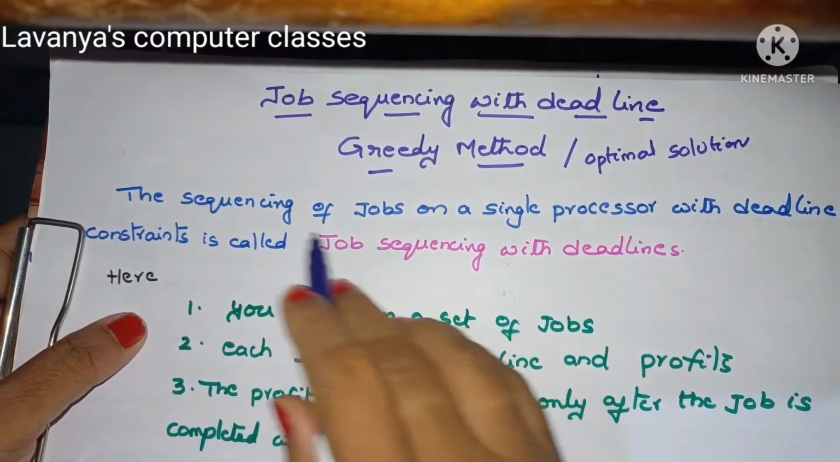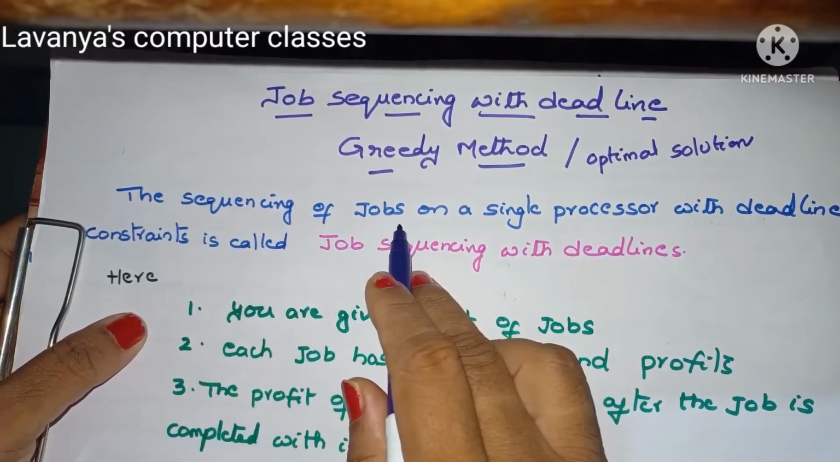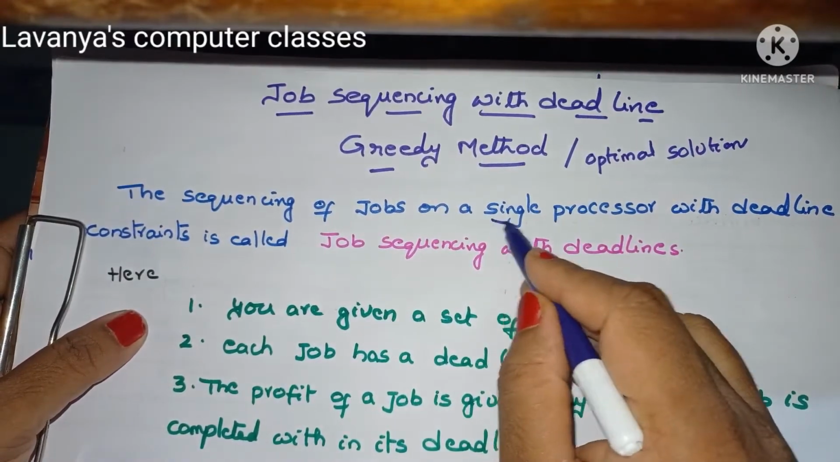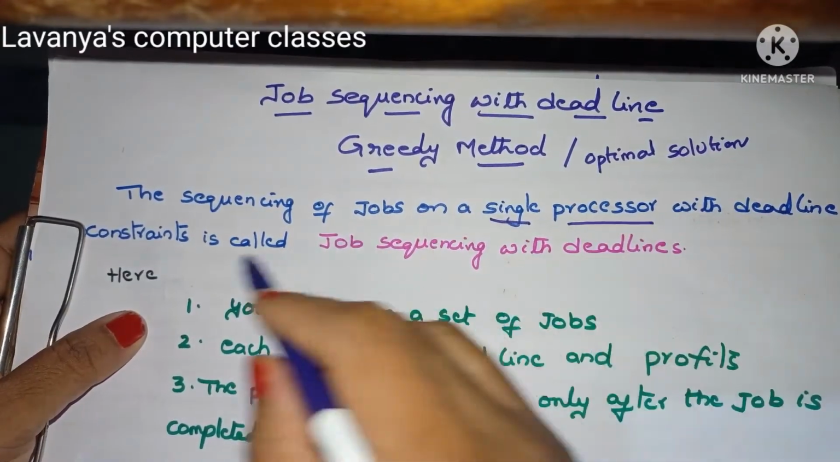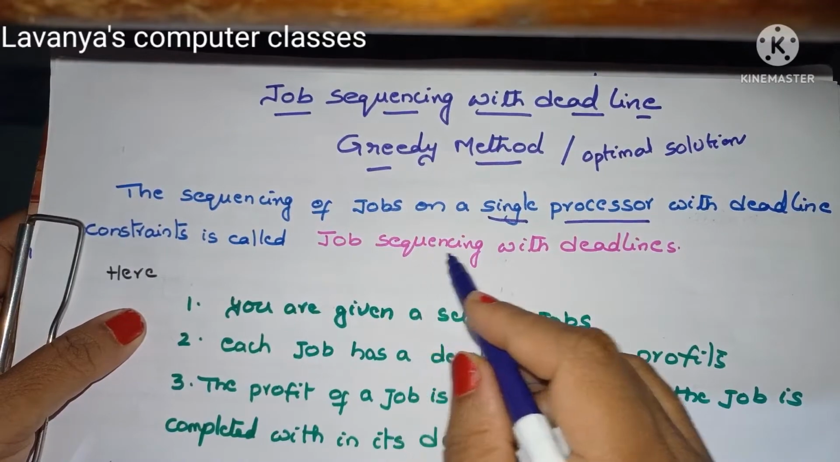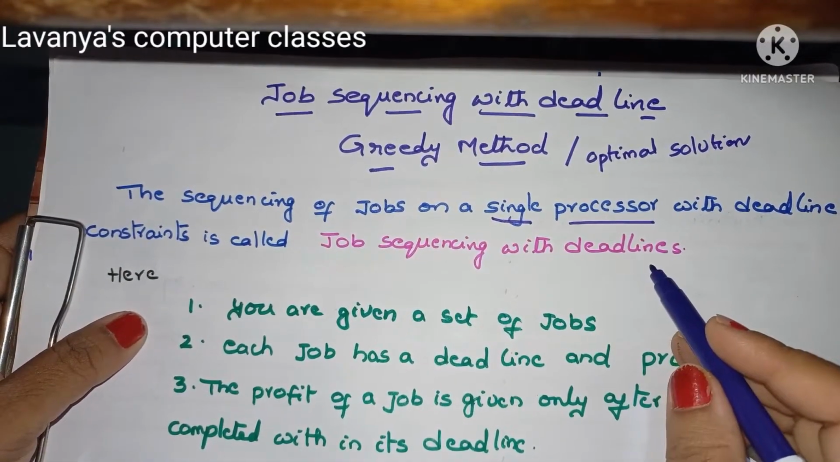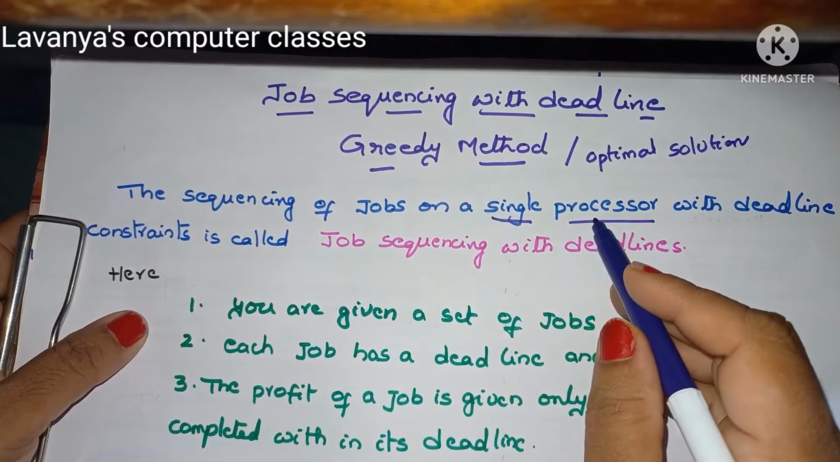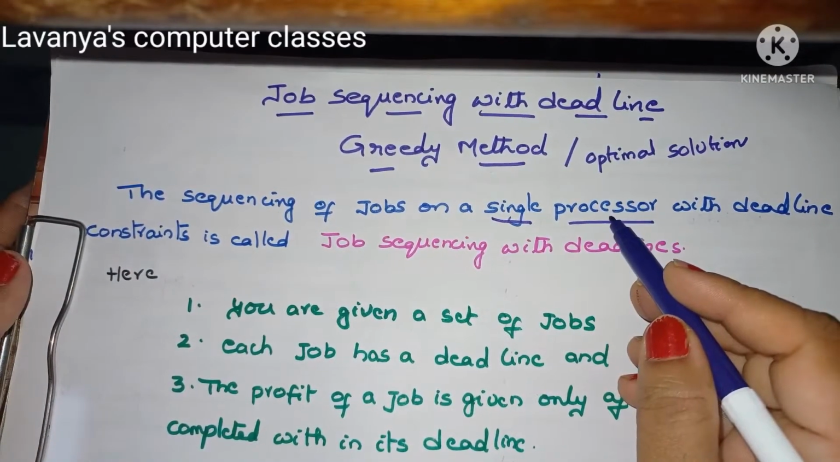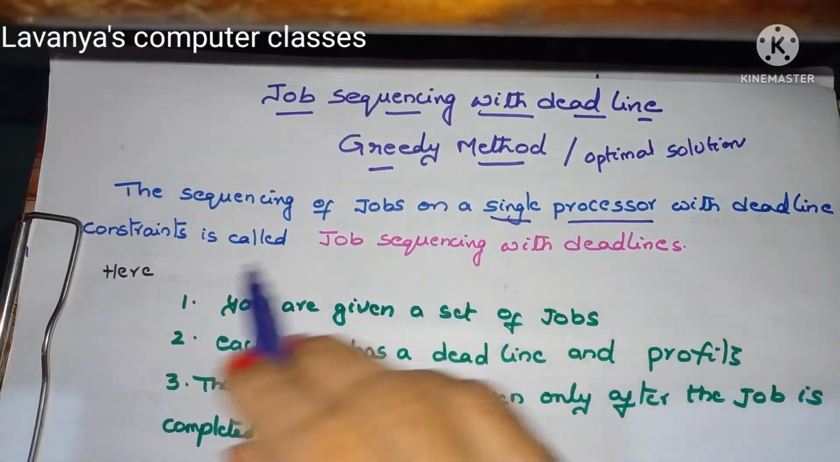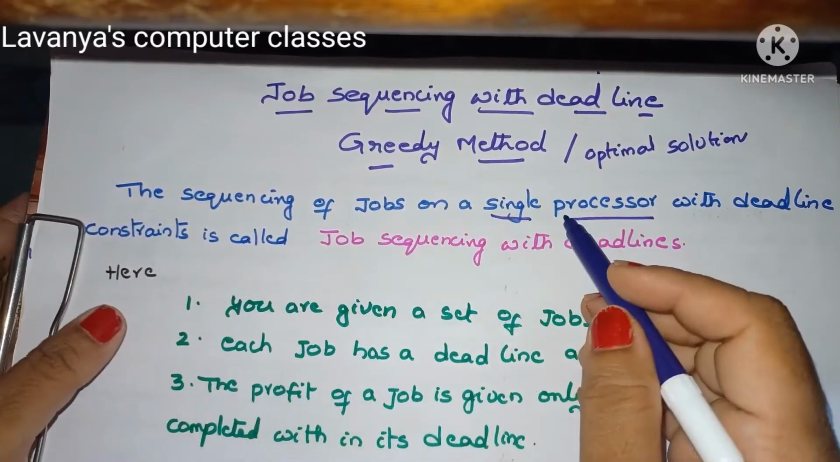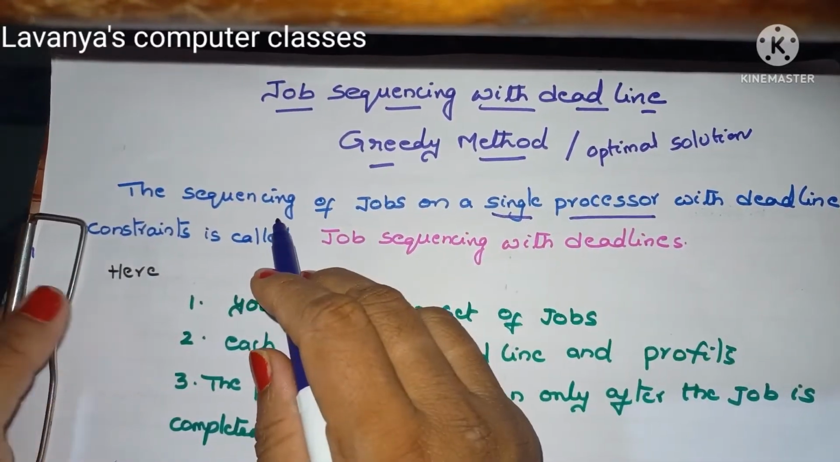So what is job sequencing? The sequencing of jobs on a single processor with deadline constraints is called job sequencing with deadlines. That means a number of jobs are there, but how many processors are there? Only a single processor, either a single person or a single machine, whatever it is. Only a single processor is there, but the person or the machine has to do so many jobs.